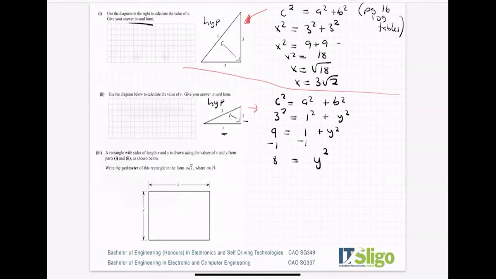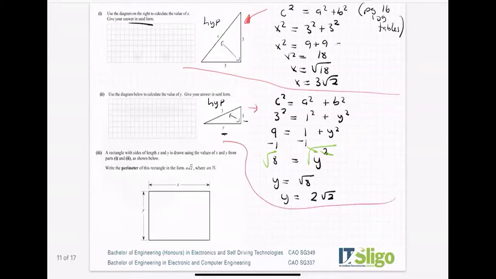Where did I get the square root from up here? Well, I took the square root of both sides. Why? Because I wanted to solve it for y, not y squared, and I know that square and square root cancel. So I'm getting y being equal to root 8. And if you put root 8 into your calculator, that simplifies to 2 root 2. Okay, so that's that second part done.